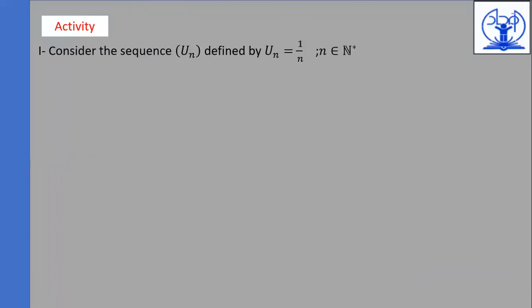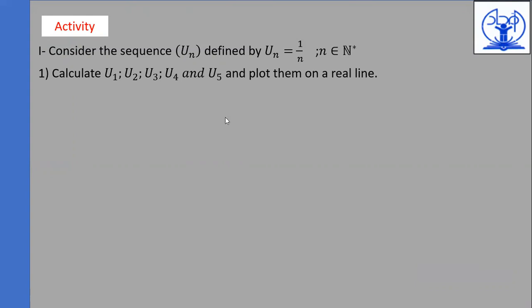Consider the sequence Un defined by Un equals 1 over n, where n is in N star, which means n starts with 1, 2, 3, and so on. The question here is to calculate U1, U2, U3, U4, and U5 and plot them on a real line. For sure, this question is quite easy, but we need to notice a pattern about the terms of the sequence.